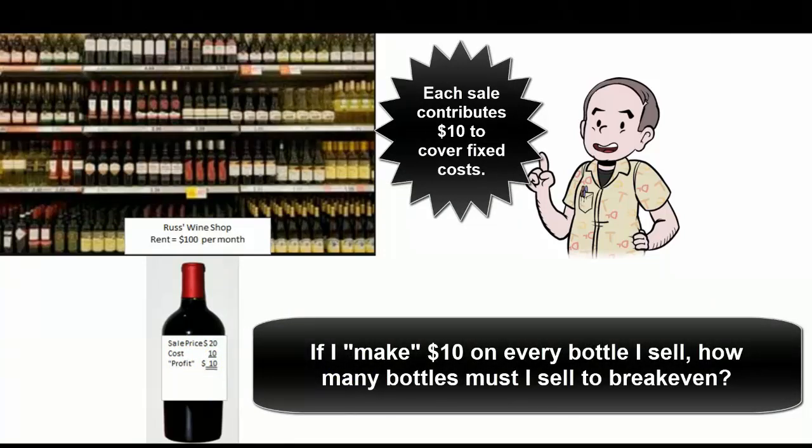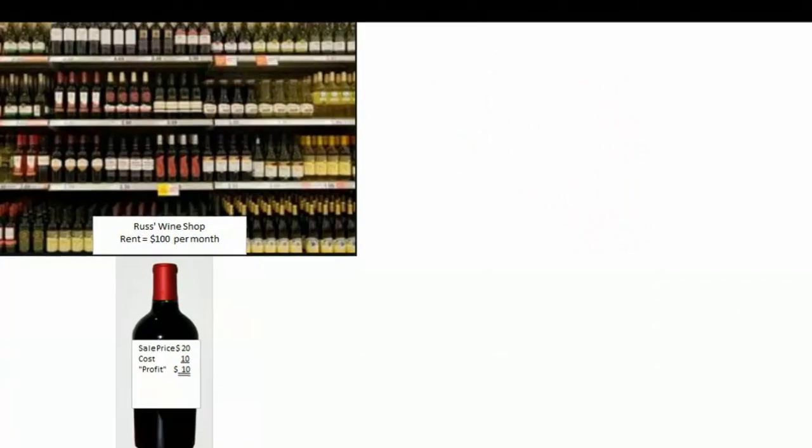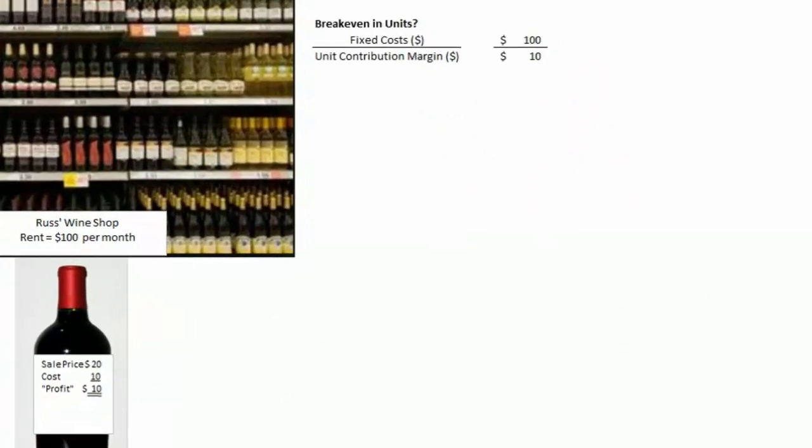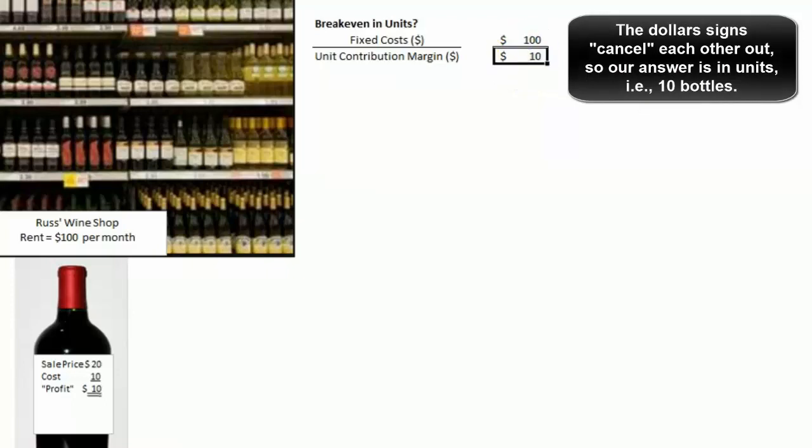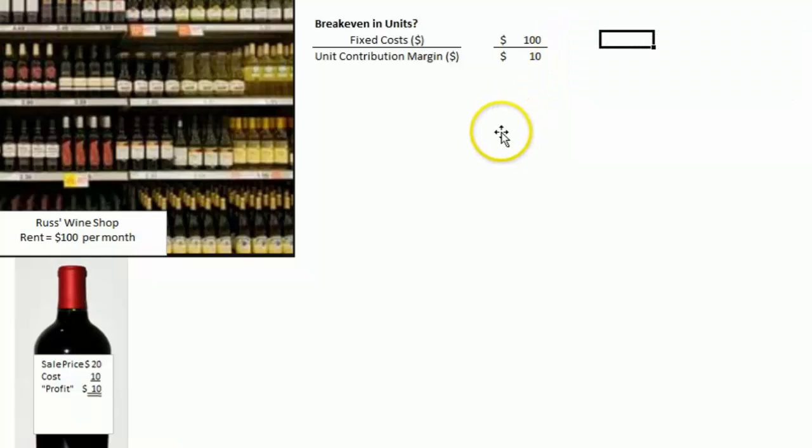If I make $10 on every bottle, how many bottles do I have to sell to break even? Hopefully you figured that out pretty quickly. I must sell 10 bottles. 10 times $10 profit per bottle gives me my $100 that I need to break even. So you just deduced the most important formula in cost, volume, profit analysis. Fixed costs divided by unit contribution margin gives me my break even in units. I like to remember that the fixed costs are in dollars, the unit contribution margin is in dollars, the dollar signs cancel each other out, so my answer is in units. So I need to sell 10 bottles of wine to break even.